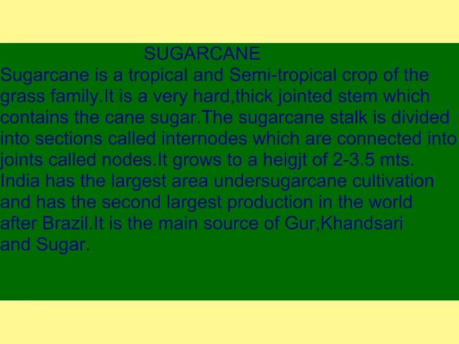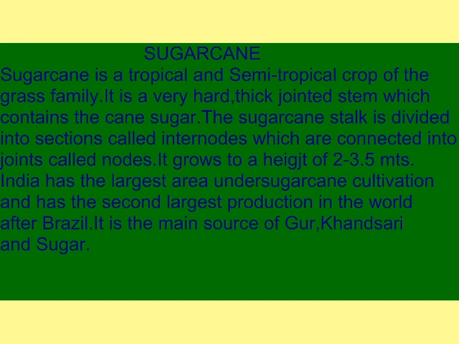It grows to a height of almost 2 to 3.5 meters. India has the largest area under sugarcane cultivation and has the second largest production in the world after Brazil. It is the main source of gur, khansari, and sugar. That means from the sugarcane juice, we basically make gur, khansari, and sugar that we consume.